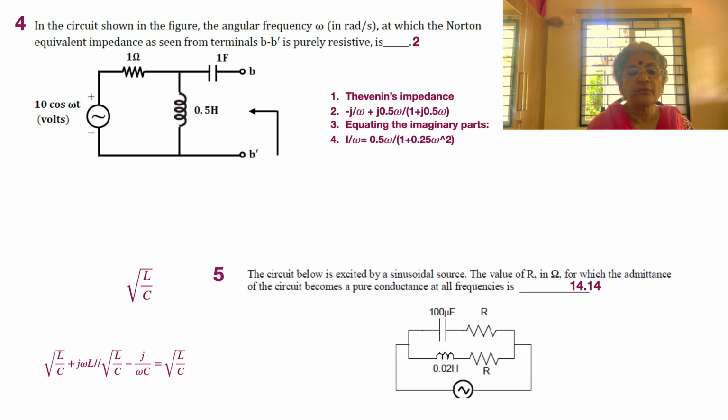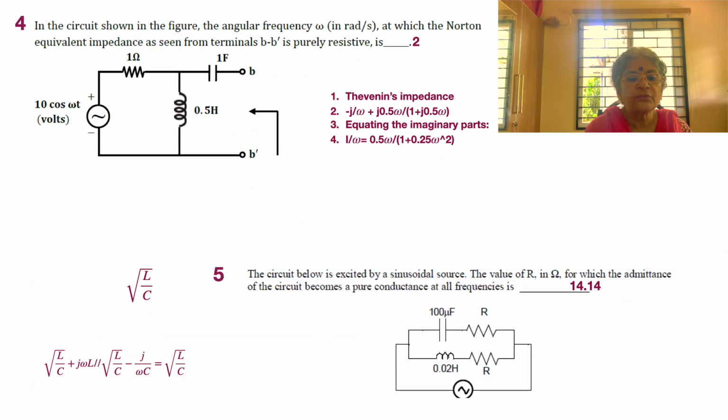So now we have to find the Thevenin's impedance. What is the Thevenin's impedance? Then we'll find omega accordingly by saying that the real part alone remains, and all the imaginary parts are equated to 0. So what do we have here? We start from B and go up to B dash. That's how you pick up the Thevenin's impedance.